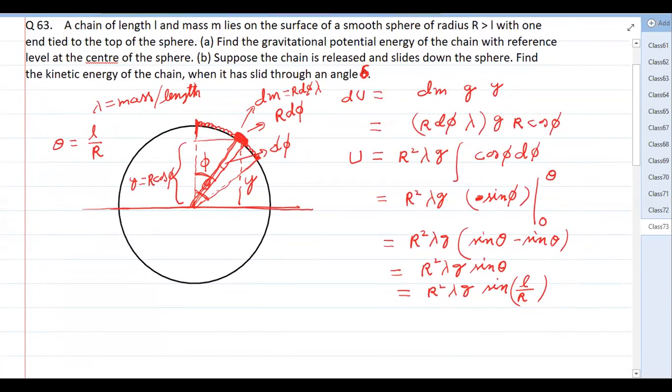Because we have already used the theta symbol for some other angle, I am writing it delta. So suppose the chain has slid by angle delta, then what will be its kinetic energy? How can we find the kinetic energy?